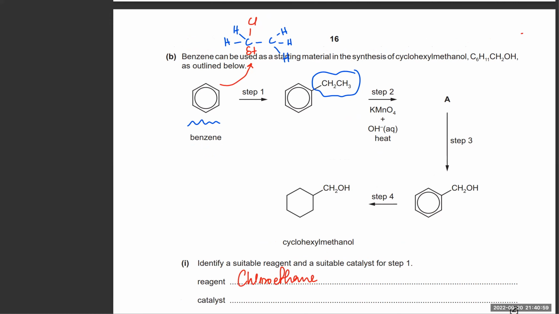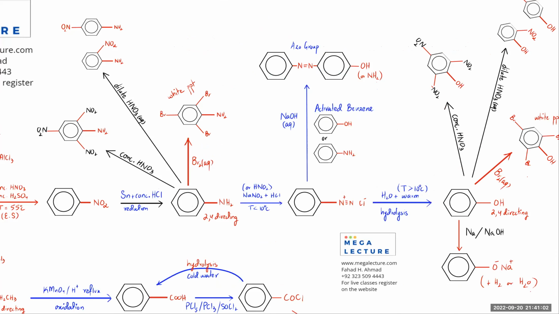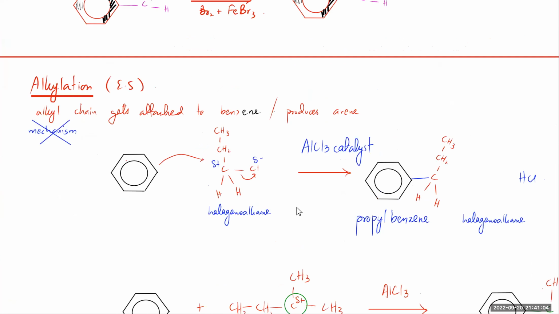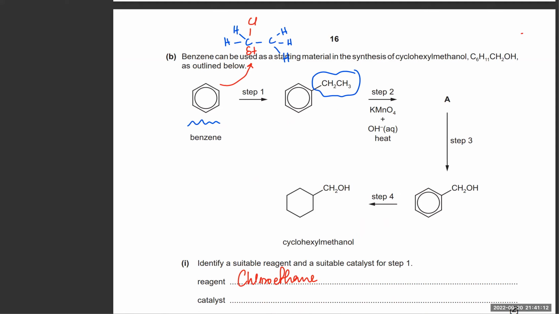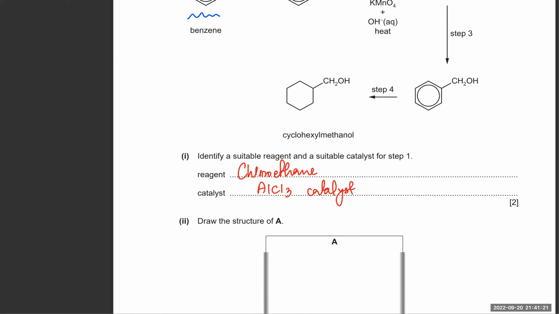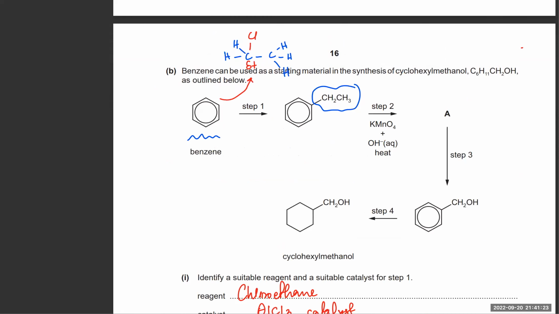Yes, sir. So that is chloroethane, and as always, the catalyst is going to be AlCl3. Or FeCl3 could be a catalyst as well. So we're just going to go with the AlCl3 catalyst and draw the structure of A. What is A? Now that's about redox reaction. What happens when you oxidize an arene?